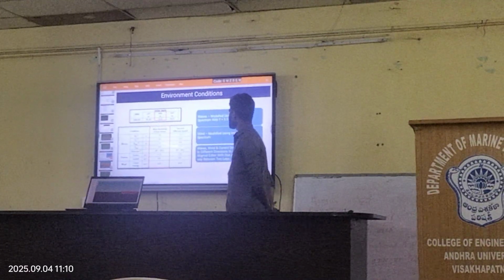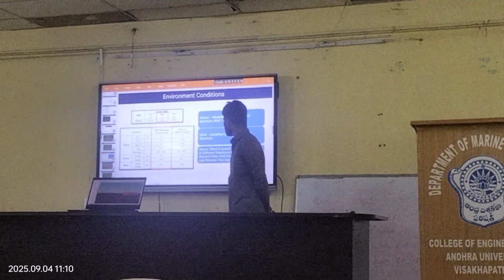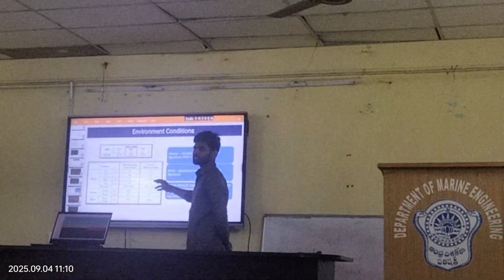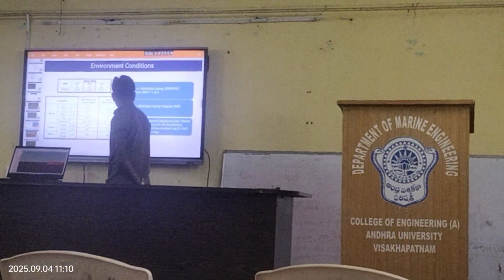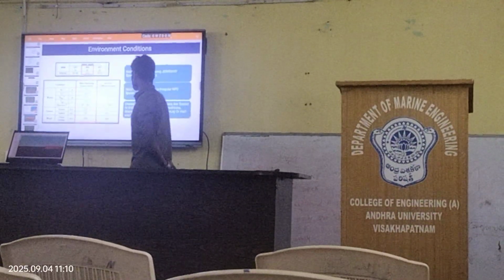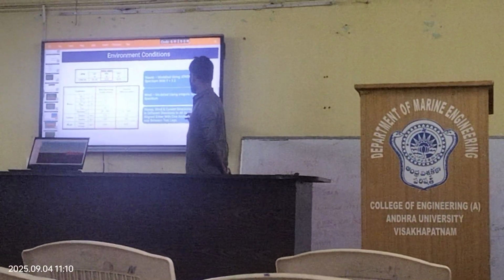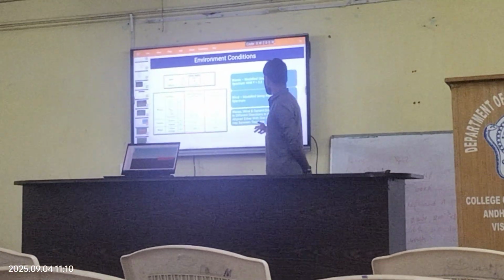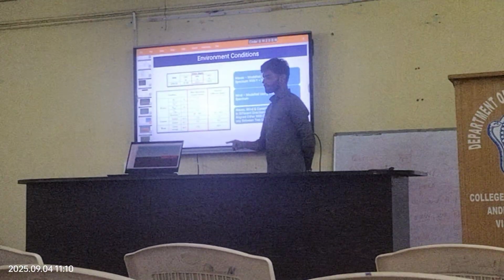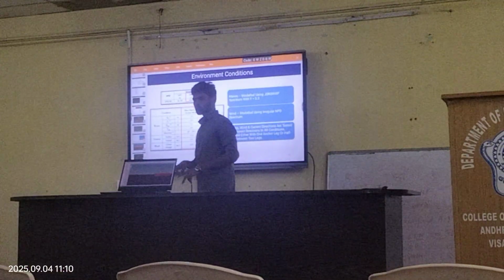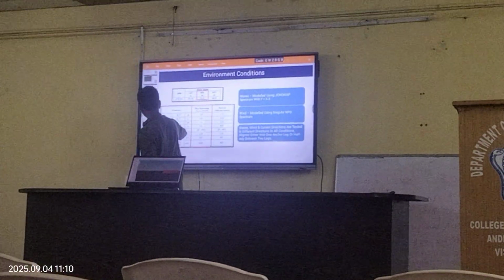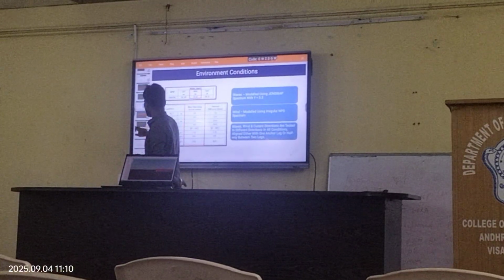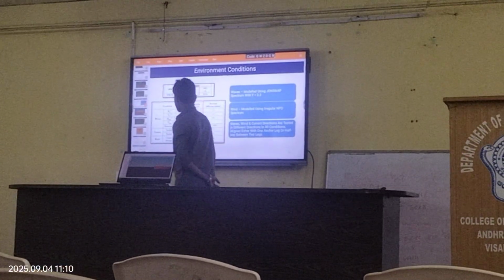I also used waves with a JONSWAP spectrum of gamma 3.3, and wind is modeled using the NPD irregular spectrum. And this is the main direction used, that is waves, wind and current direction, with different directions aligned either with one anchor line or halfway between two anchor lines. I use 0 degrees because it is halfway between two anchor lines.